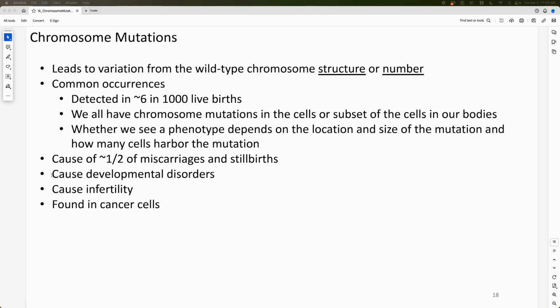Chromosomal mutations are also linked to developmental disorders. One of the most commonly cited ones is trisomy 21, where we have individuals with too many of chromosome 21. They have Down syndrome. We can also have chromosomal mutations that lead to infertility and, as I mentioned, cancer.